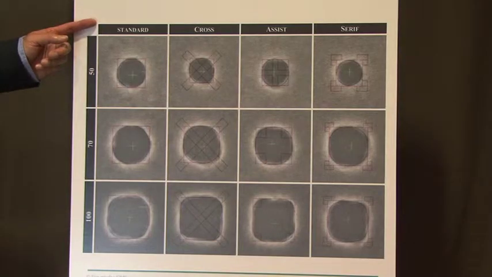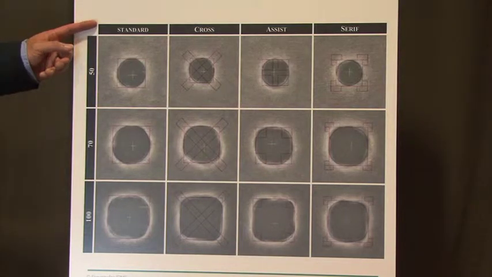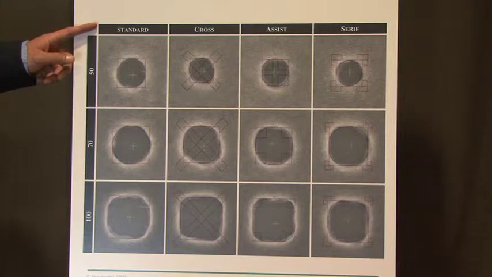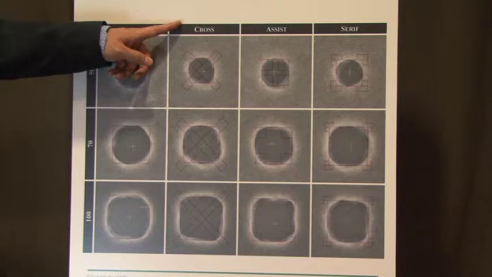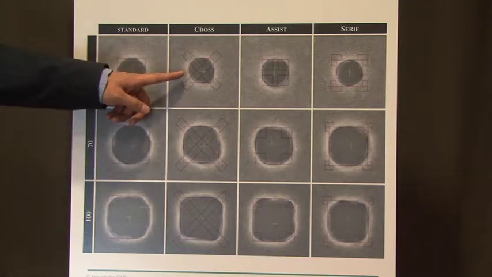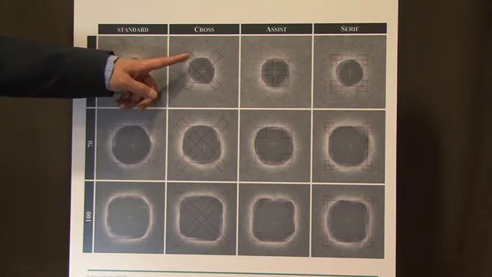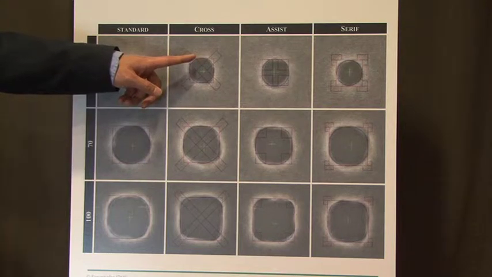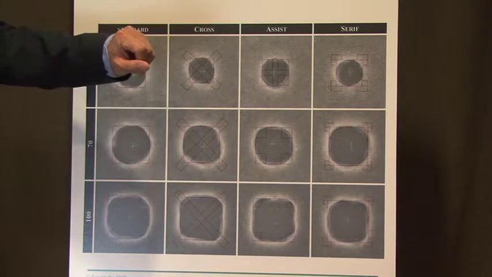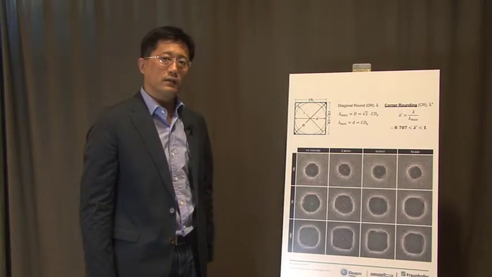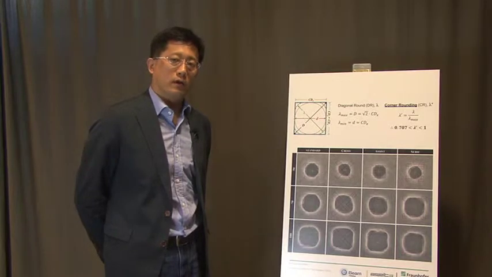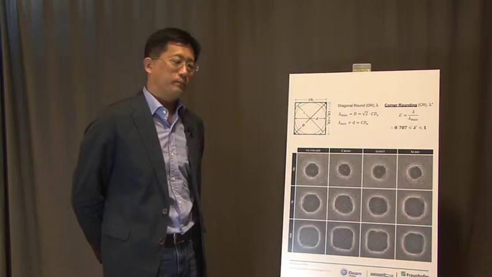First one is a general standard method we have normally used. The second one is the cross corner rounding correction we have developed, which consists of two additional supplementary shots on top of the basic design. The third one is assist corrections, which is also based on our previous studies, adding four corner shots inside of our design. And the last one is serif corrections, which have normally been used before.